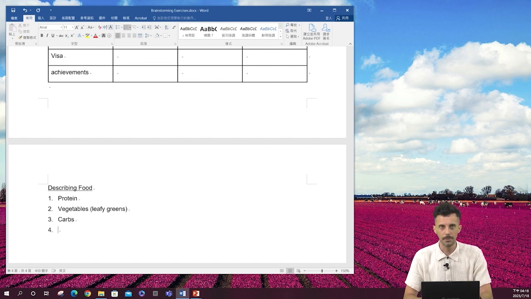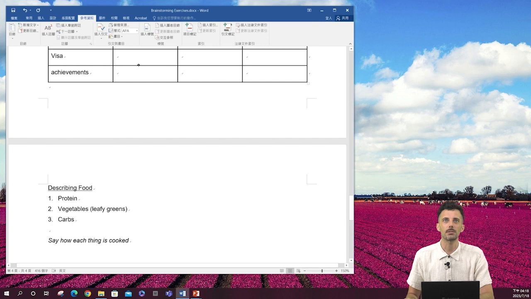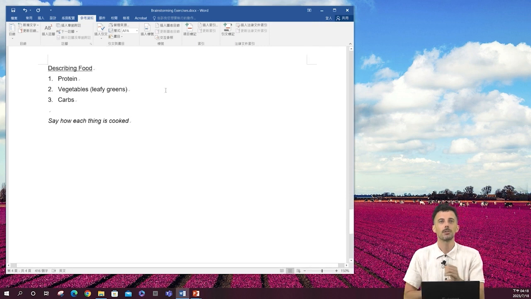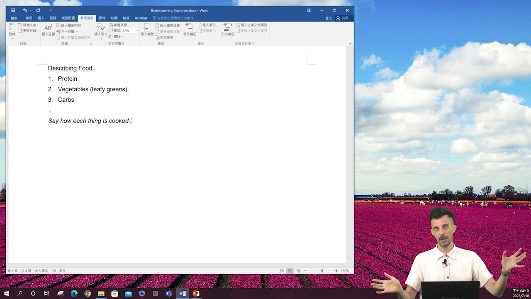So the last tip I'll give you is to try to say how each thing is cooked. When you say how each thing is cooked, it makes it easier for people to get a visual of it. If you don't know the name, you don't have to say the name of the food, okay?